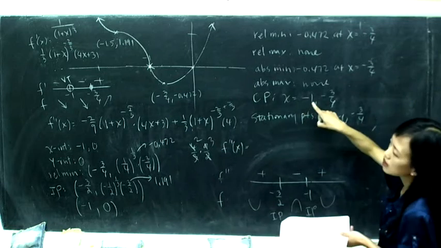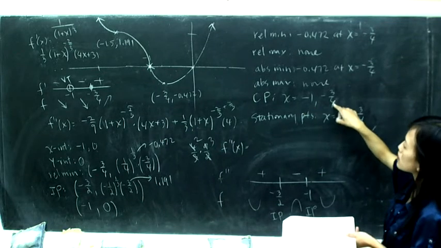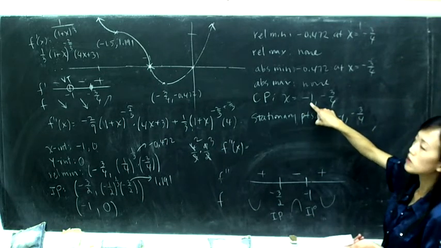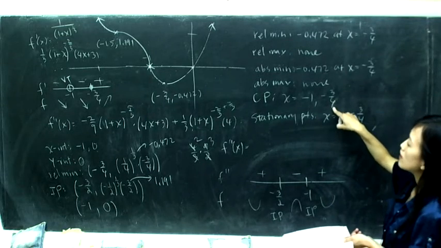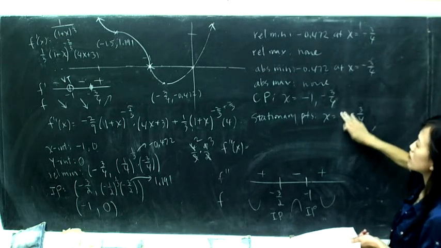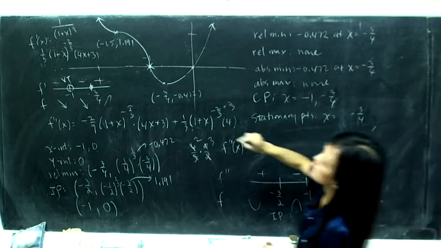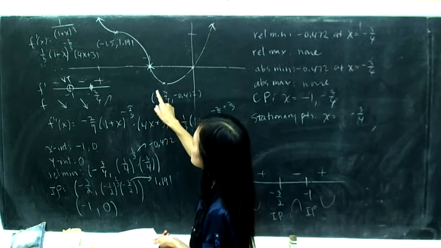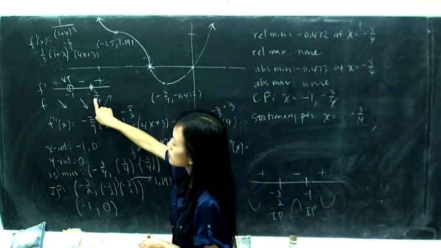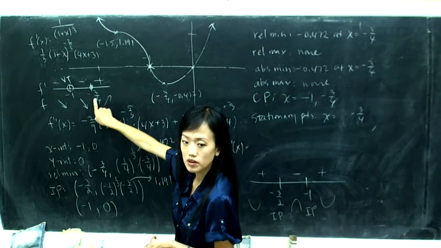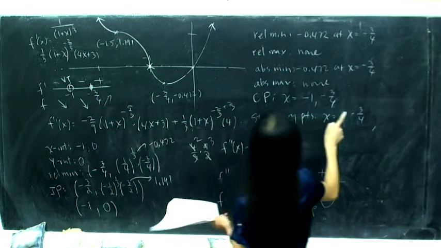So critical point at -1 and -3/4, because this is our DNE slope, and this is the 0 slope. And then where stationary, you don't mention -1. Stationary only could be the locations that have slopes that are 0. So the only one with slope 0 is -3/4, right? That makes sense? Yeah. So then that's this one only.